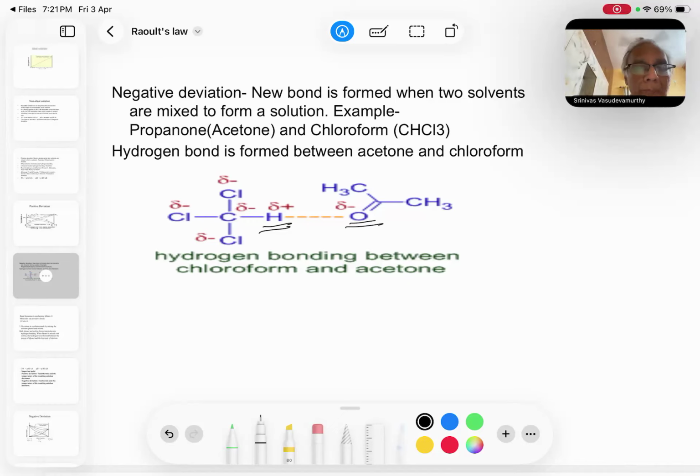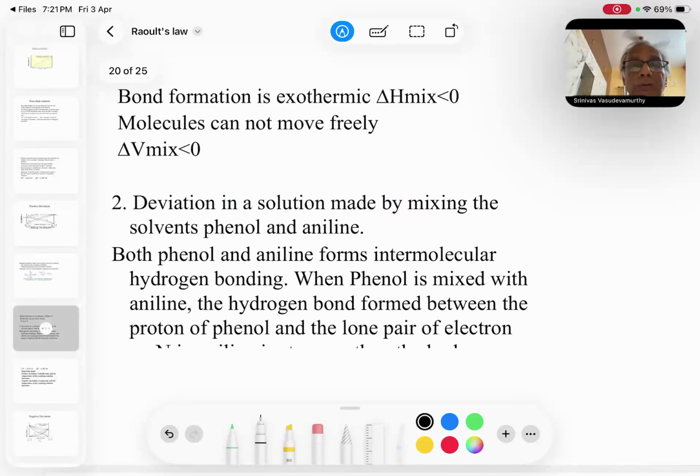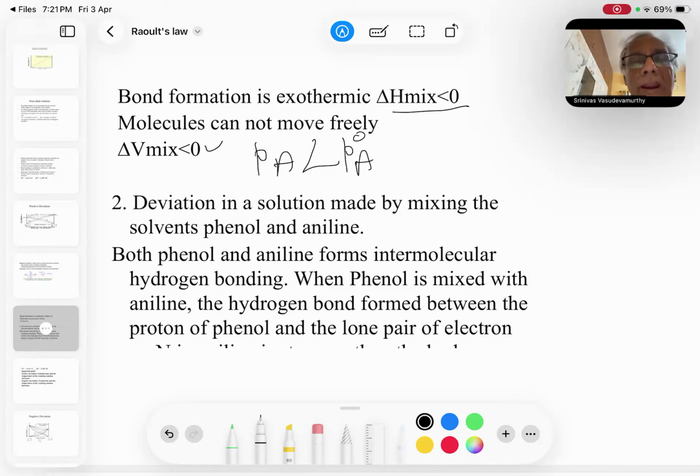When a bond is formed, energy is released. Exothermic reaction, delta H mixing is less than 0. Now, because of the bond formation, molecules cannot move freely. It occupies lesser space. Delta V mixing is less than 0 here. And of course, now the molecule cannot move to the vapor phase easily. So PA is less than P naught A into mole fraction of A. PB is less than P naught B into mole fraction of B.